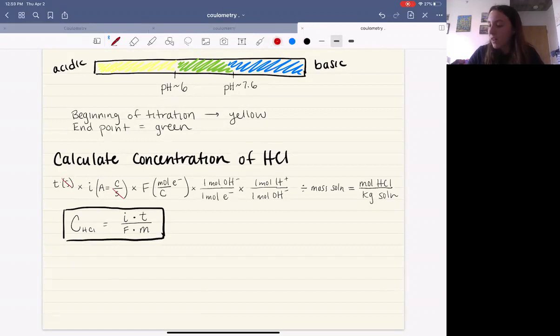Don't forget error propagation. As per usual, think about some sources of error: systematic, random, percent error, precision. You know the routine. Okay, have fun.